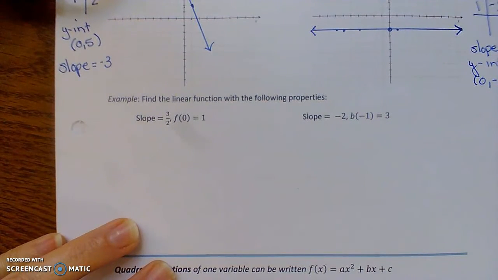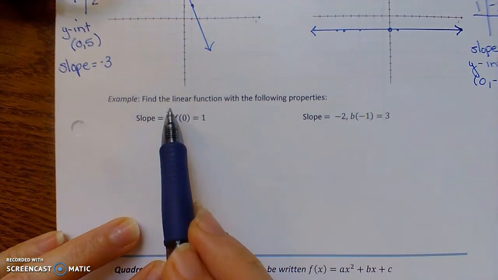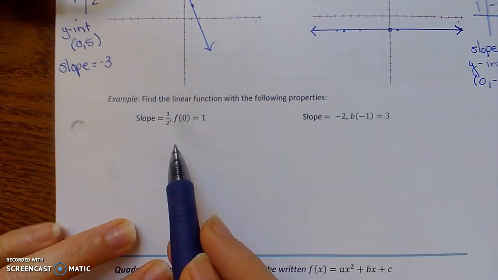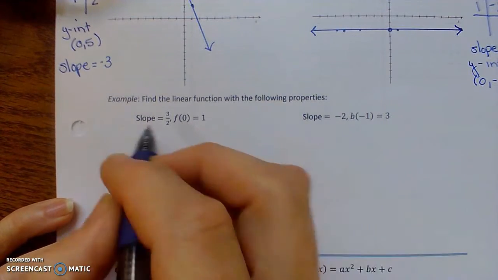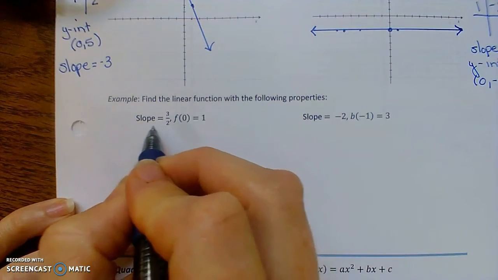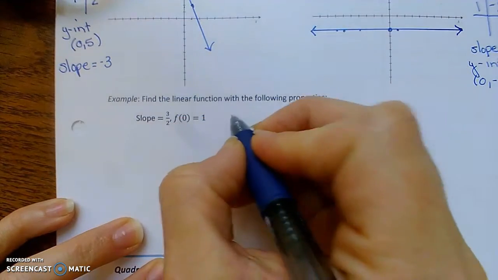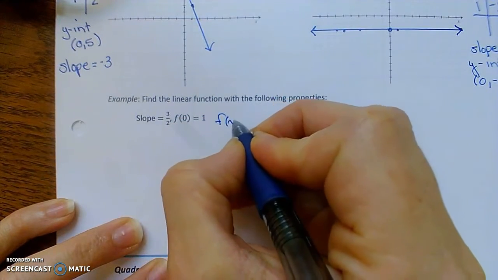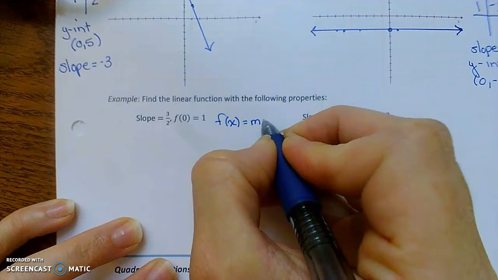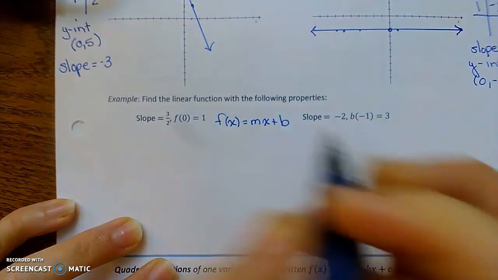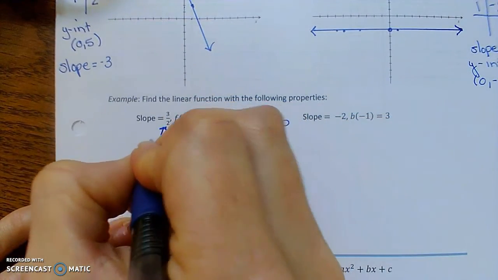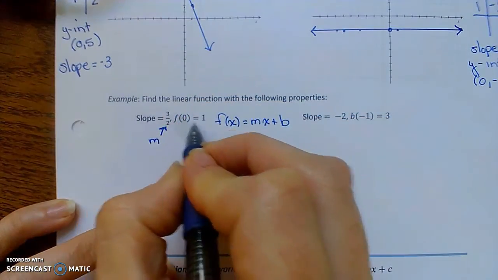In these two examples, we will build a linear function. So things we need to know: if they give us the slope, that is our m, right? So if we're looking at f of x equals mx plus b, well, here's our m. All right, and they give us a point.